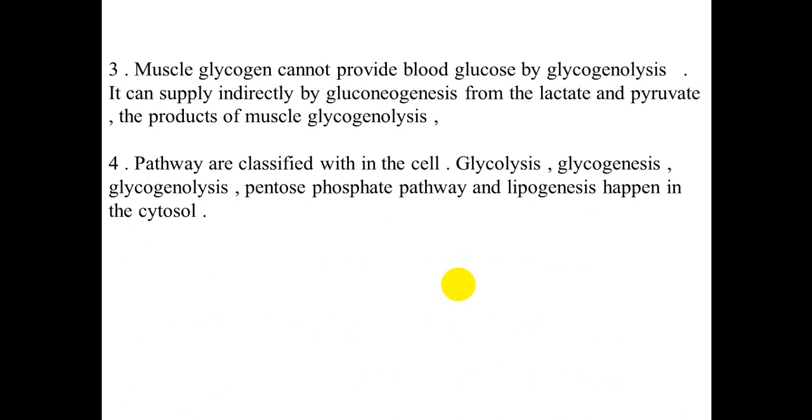Pathways, number 4, are compartmentalized within the cell. Glycolysis, gluconeogenesis, the pentose phosphate pathway, and lipogenesis happen in the cytosol. The mitochondria contain the enzymes of the citric acid cycle. The membrane of the endoplasmic reticulum contains the enzymes for a number of other processes.